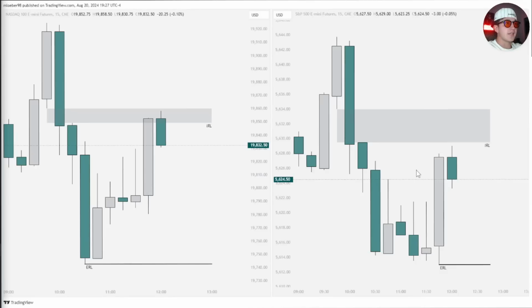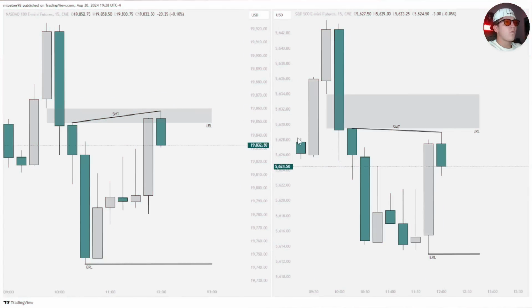So what is that telling me right off the beginning? That we have SMT divergence at the tag of the internal range liquidity pool for NASDAQ and a failure to tag on the S&P. So this is indicating to me that the S&P 500 is the weaker pair. So I want you to understand something. You don't need a tag of an imbalance on both pairs. That is a big misconception that people aren't understanding. All you need is a tag of an imbalance on one of the two correlated assets.